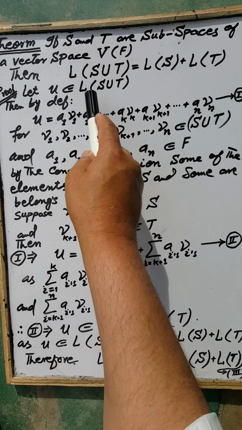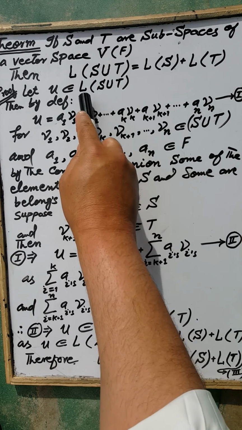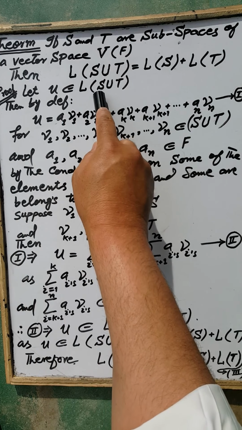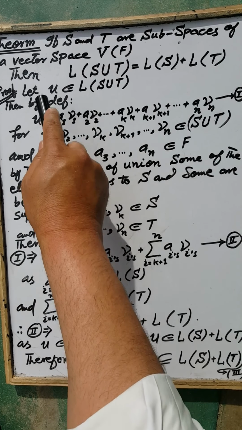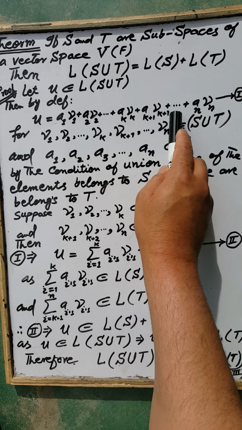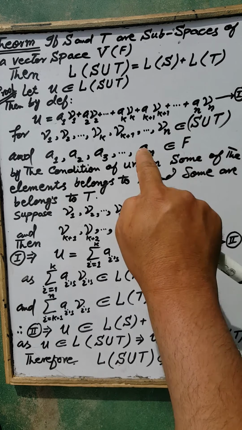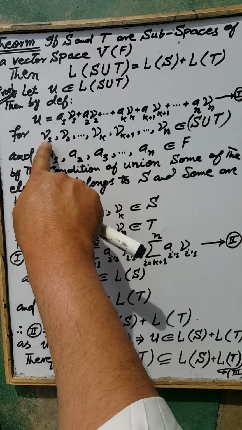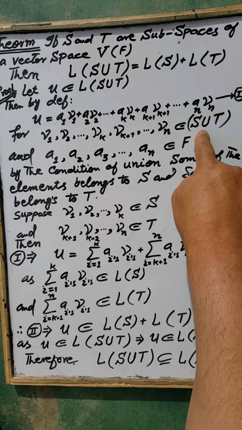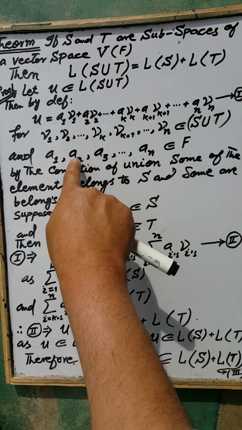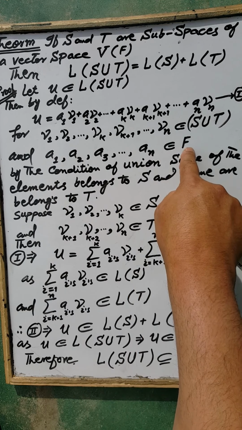Suppose that u is an element of the spanning set spanned by the union of the sets S and T. Then by definition, u can be written as a linear combination of the elements of S union T, such that v1, v2 up to vn are the elements of S union T, and a1, a2 up to an are the elements of the field.